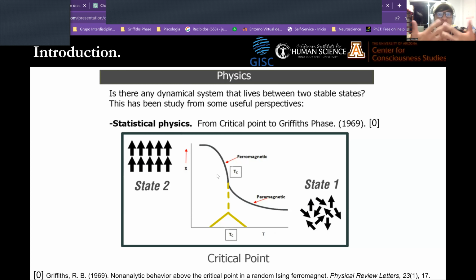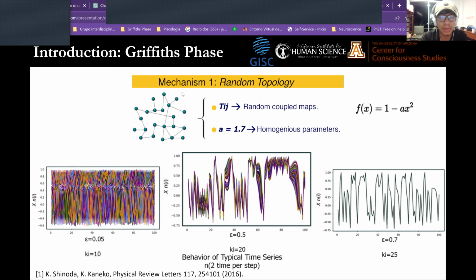This dynamical equation has random connections, and the local dynamics of each node, of each element, is a logistic map. So as you can see, he found the mechanism to obtain the Griffiths phase. This first mechanism is the random topology, because the way in which each node is connected is as an Erdős–Rényi network.